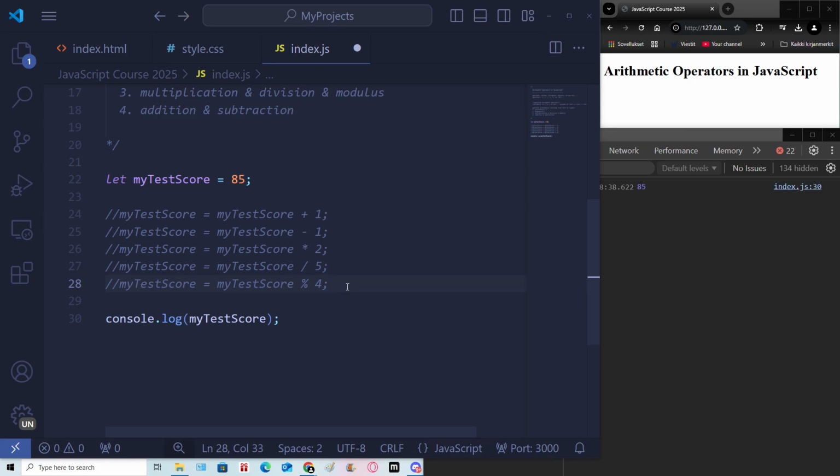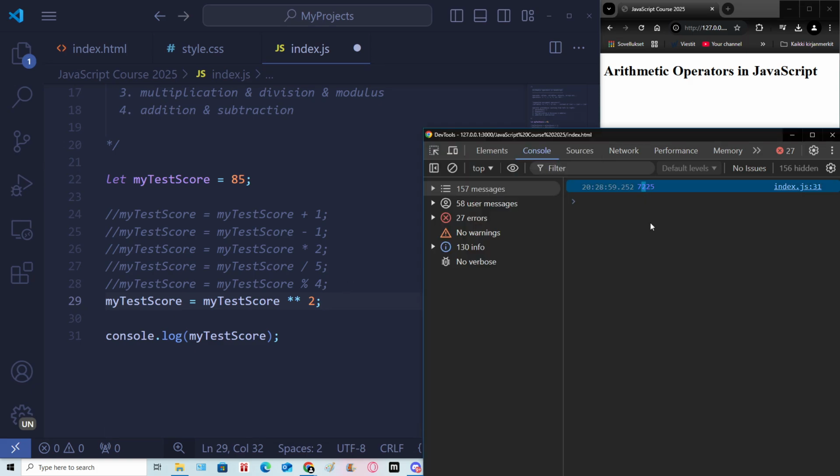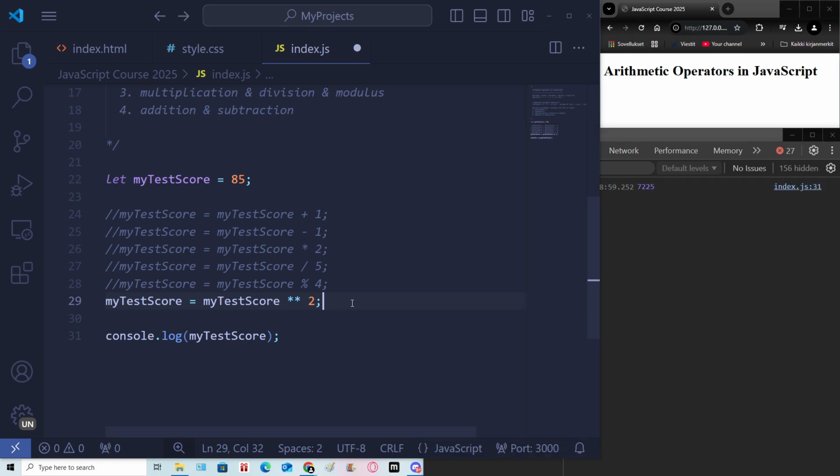Then we have to the power of 2, so my test score equals my test score, and that is represented by 2 asterisks. My test score to the power of 2. That's gonna be 7,225. So yeah, basically that is gonna be my test score times my test score. That's gonna be to the power of 2, exponents. So yeah, 85 times 85, that's a large number. Alright.